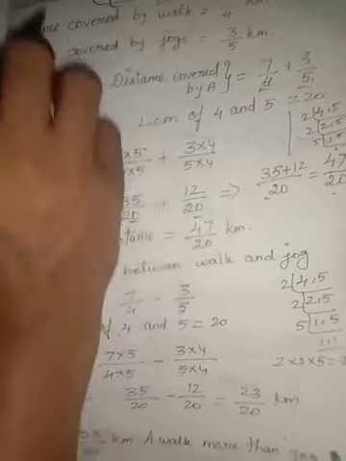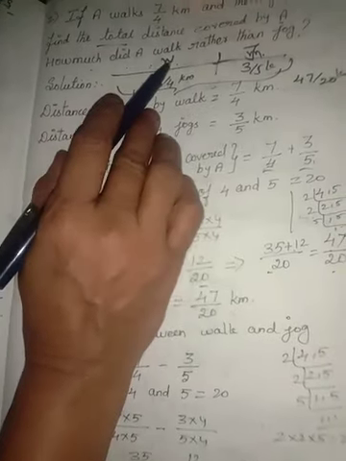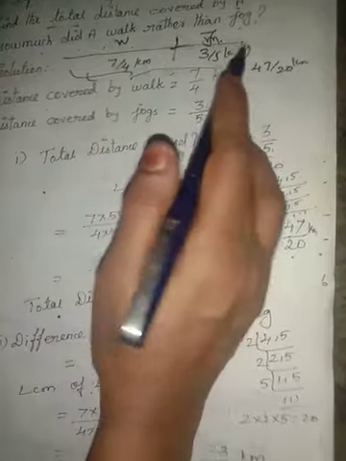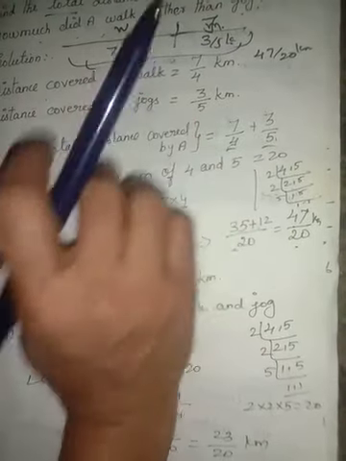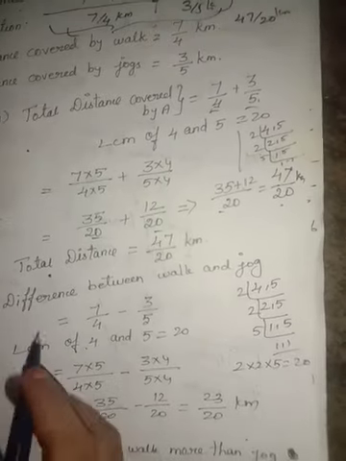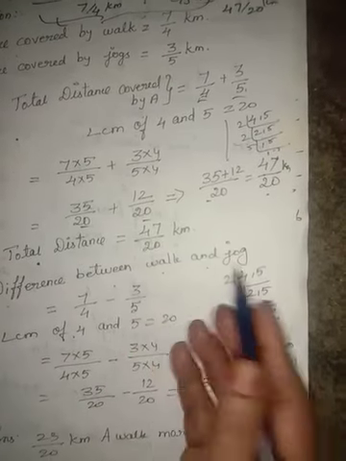So the second question, how much did A walk rather than jog? So walking is greater than jogging. They are asking only how much. So for that we must find the difference between walk and jog.